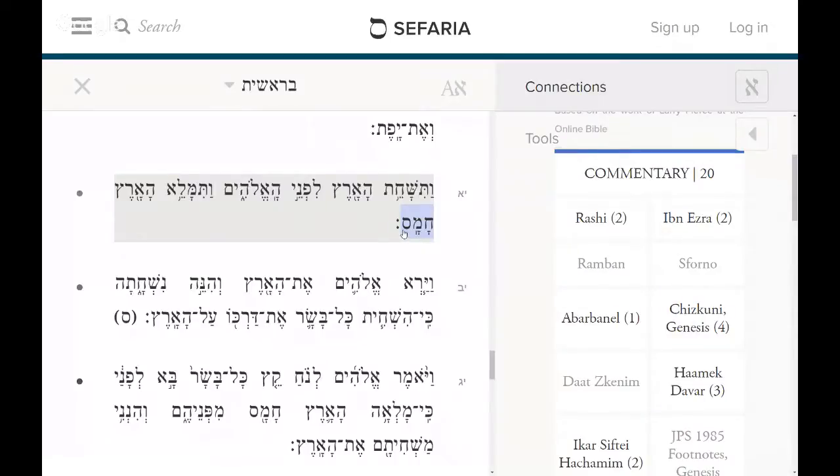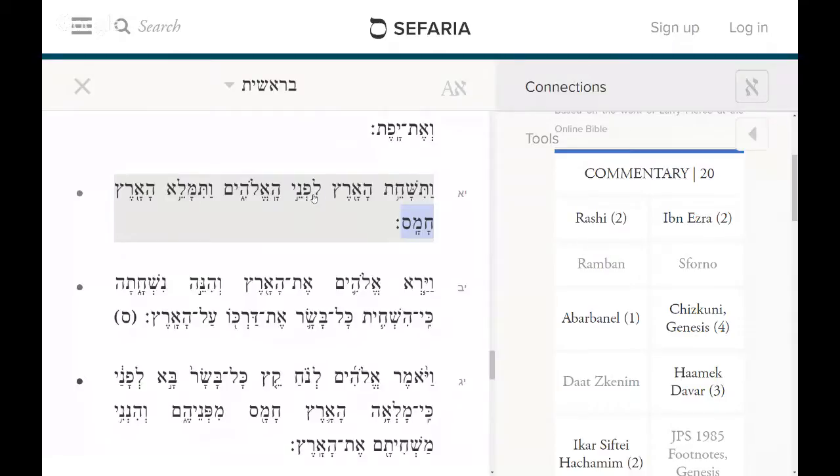Now, Hamas means violence, robbery. It's definitely very negative behavior, harmful behaviors between different people. And you may recognize it from the name of the terrorist organization in the Palestinian territories. It's got a similar name, and that's really just coincidental. I think Hamas probably means something else in Arabic, but it's sort of an ongoing joke that it happens to mean violence and robbery in Hebrew, and that goes all the way back to the biblical text.